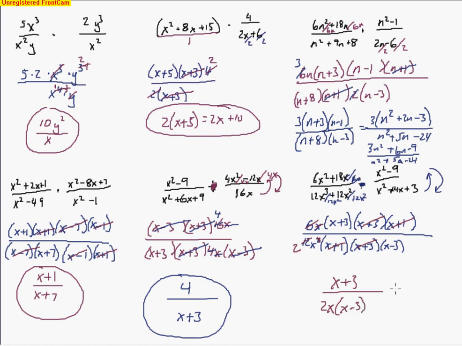So you can see the answer this way. Or you could end up seeing it this way. X plus 3 over 2x squared minus 6x. Either way would be fine.